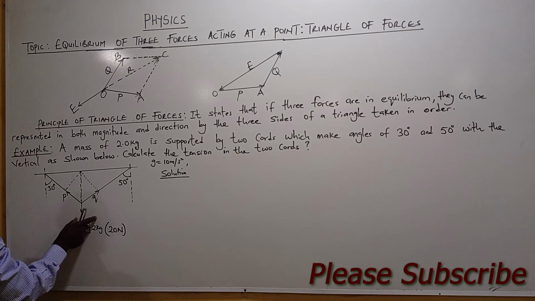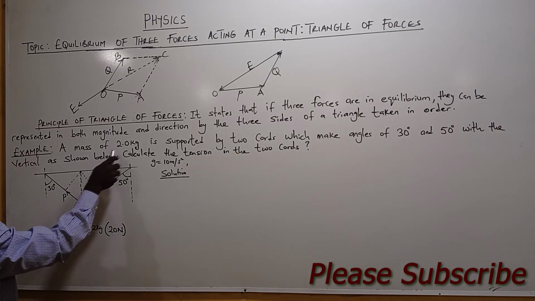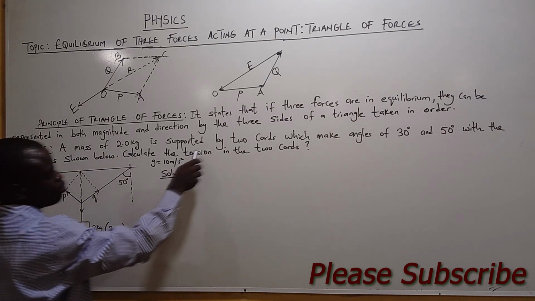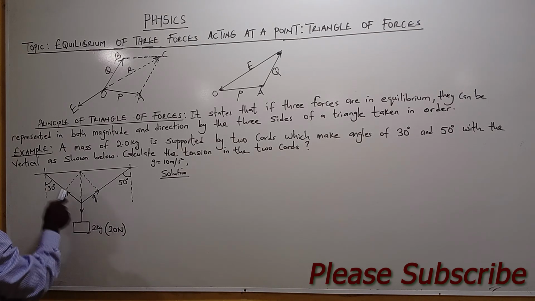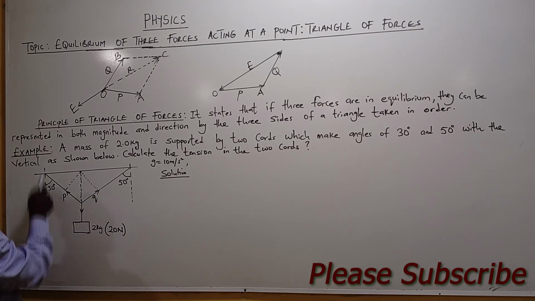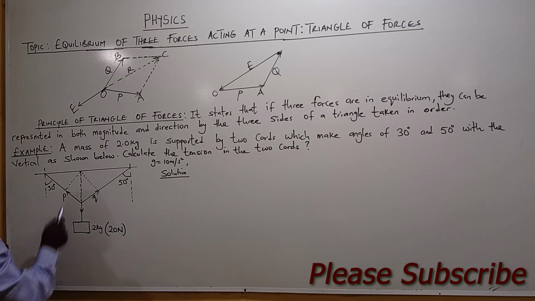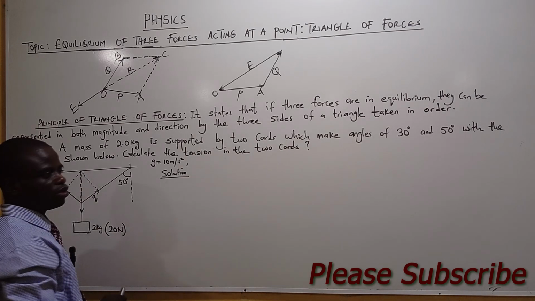Now, let's solve this problem. A mass of 2 kilograms is supported by two chords, PQ, which make angles 30 degrees and 50 degrees with the vertical as shown below. Calculate the tension in the two chords. You can see the two chords, first chord, second chord. You want to bring it into a triangle of forces.